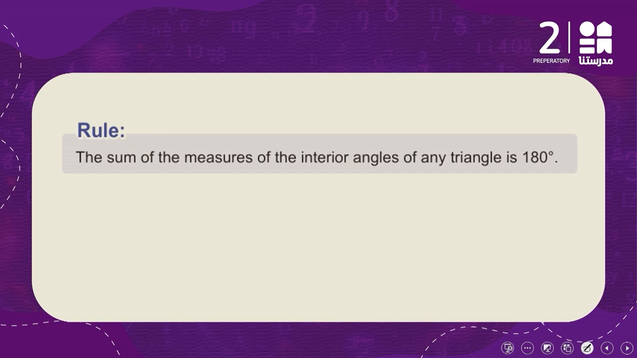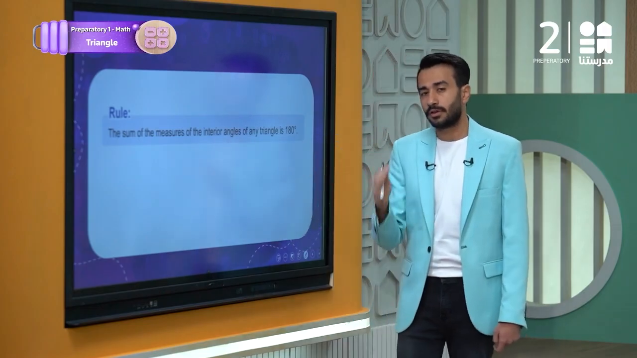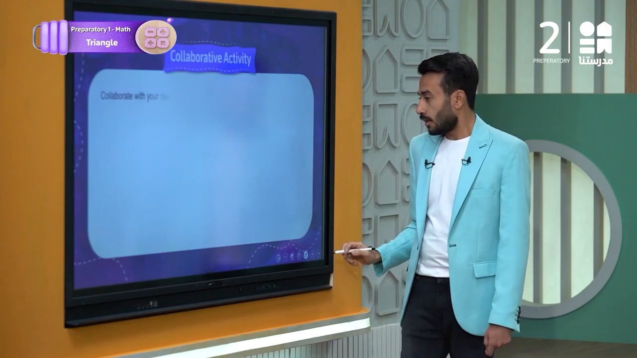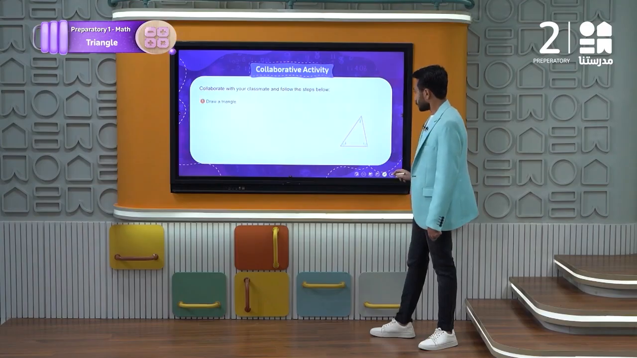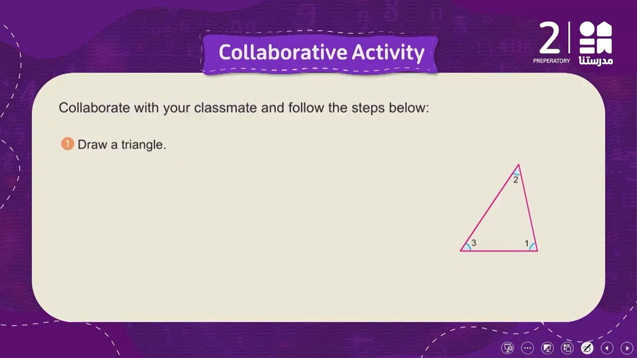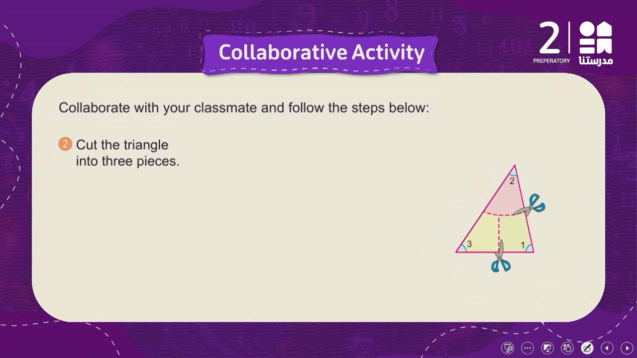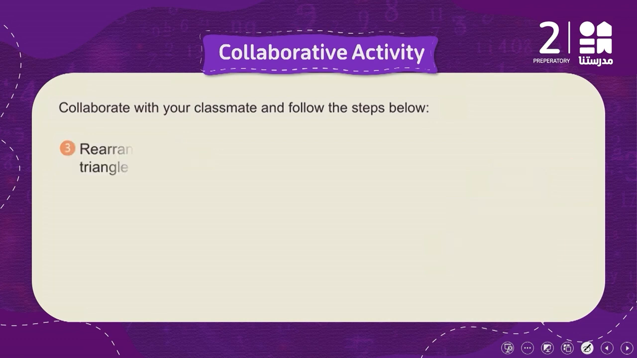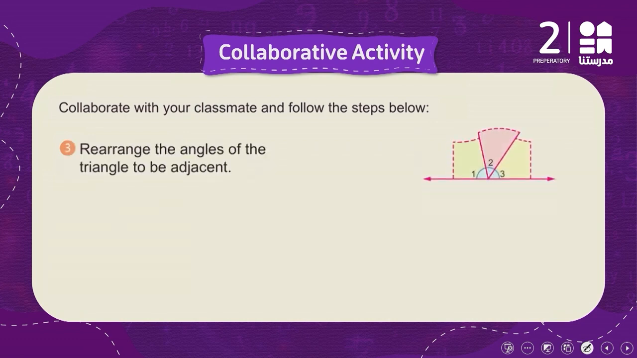If you take any triangle, you will find that the sum of interior angles is 180. And you can do this activity to check. Draw any triangle, or cut a triangle from a paper, and then cut this triangle into parts. Here's the first part, for example, for this angle, and this part for this angle, and this part for this angle. Now put all of these angles together at one point to make one straight line.